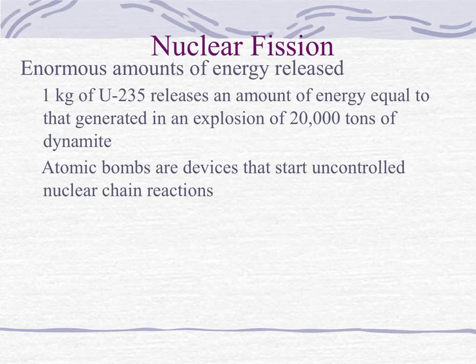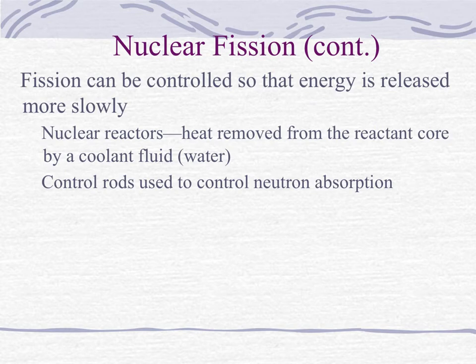Also regarding nuclear fission reactions, we mentioned that it does release a lot of energy, okay? Now take a look here. 1 kilogram, okay, 1 kilogram of uranium-235 releases an amount of energy that is equal to 20,000 tons of dynamite. Okay, so that is a lot of energy released in a fission reaction. Your atomic bombs, all right, that is a fission reaction. Nuclear power plants also run on a fission reaction. And one of the drawbacks to fission is that it produces radioactive waste.